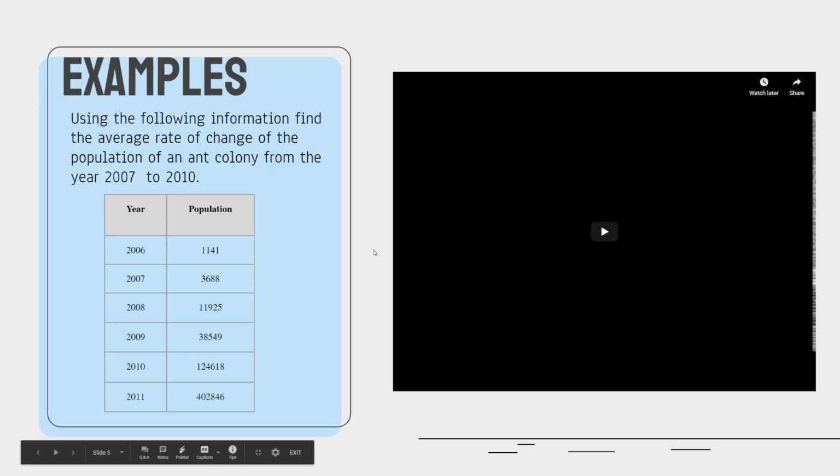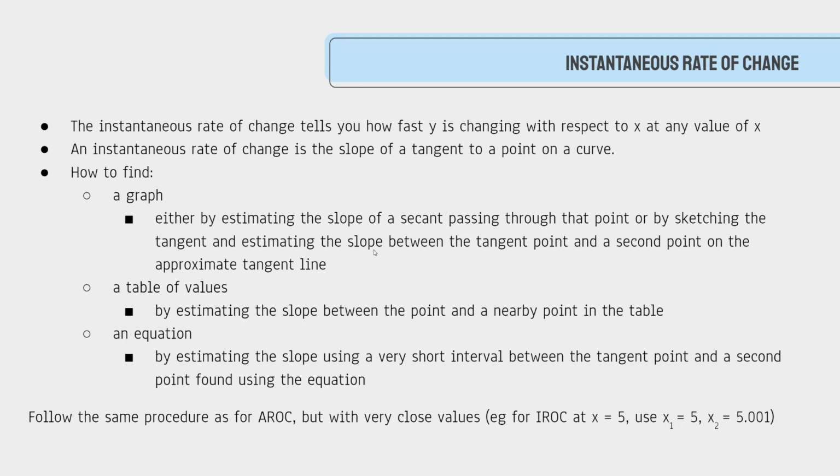Now let's discuss instantaneous rate of change. An instantaneous rate of change tells you how fast y is changing with respect to x at any value of x. This may sound confusing, but just think of it as what happens at that specific point. How does the y value behave? An instantaneous rate of change is the slope of the tangent to a curve, which means that that line only touches the curve at one point.